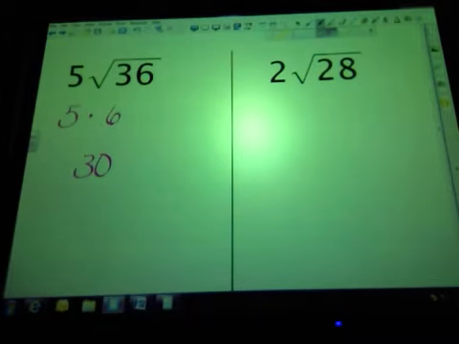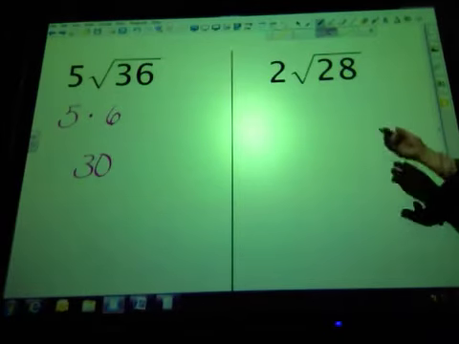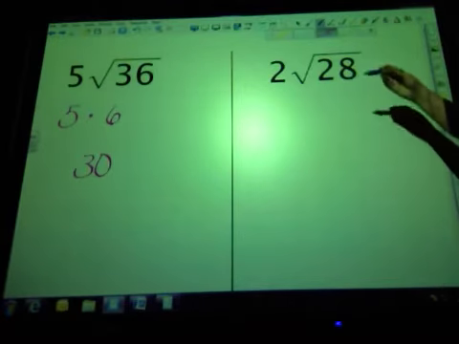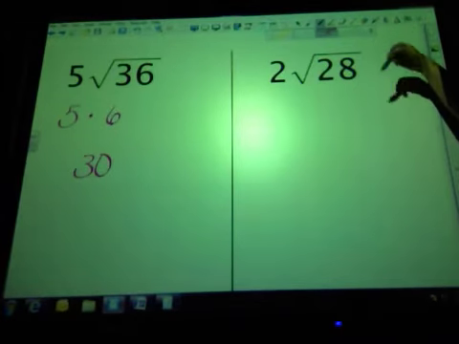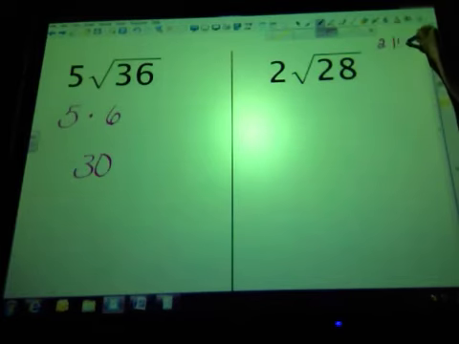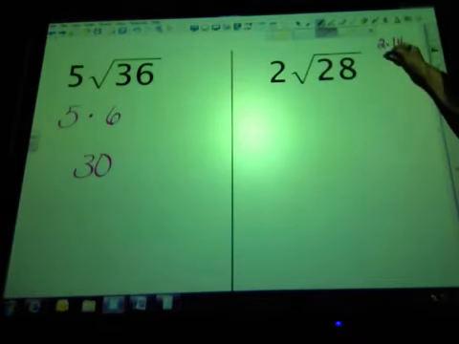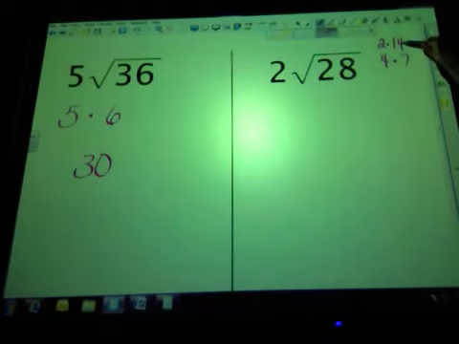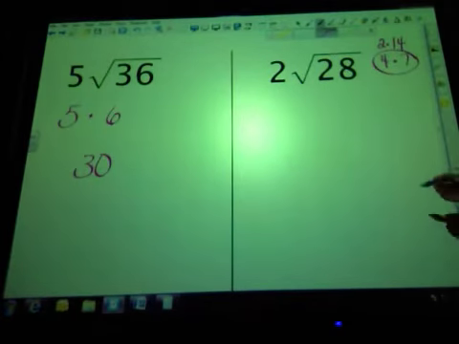We have, on the other side, 2 times the square root of 28. So we need to break down 28. It is not a square number, so we have to break this 28 apart, like we started the lesson earlier. So 2 times 14, or 4 times 7, I can break it apart like that. 2 times 14 doesn't contain a square number, neither one of those is square, but 4 times 7, the 4 is a square number, so I'm going to use 4 times 7.